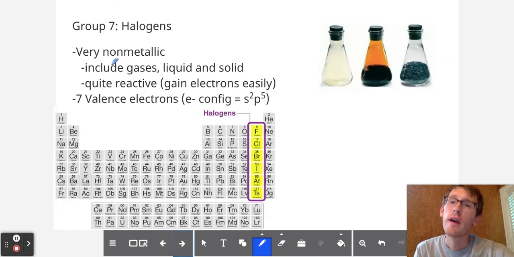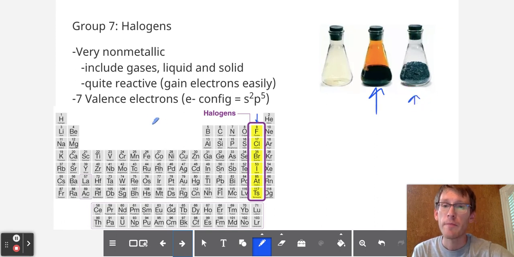Moving on, we've got the halogens. They are very, very much non-metallic. They're group 7 right here. And they include solids, liquids, and gases. So fluorine and chlorine are in the gaseous phase, but as we go further down, bromine, which is right here, is a liquid, iodine is a solid, and these are very reactive elements. The further up they get, the more easily they gain electrons, and generally they gain electrons pretty easily. And their valence electron configuration, because they have 7 valence electrons, is going to be s2p5. So 2s2 2p5, 3s2 3p5, etc.